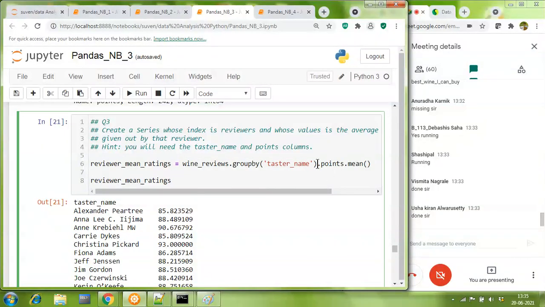Now, when you say that from this group already formed, you are doing dot points. What does dot points mean here? You're picking up all the columns or only one column called points? One column. Correct. And then what are you doing? dot mean and the bracket. Correct. So dot mean will actually find the average and dump our answer into reviewer mean rating. So what do you understand by this output? Parth, what do you understand by this output? Alexander has got 85.82. What do you understand by this?